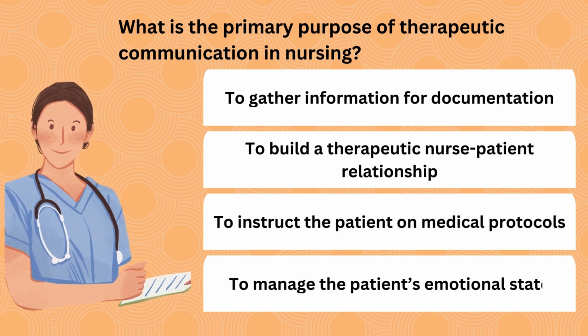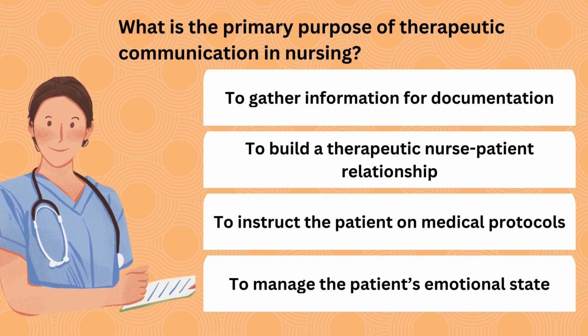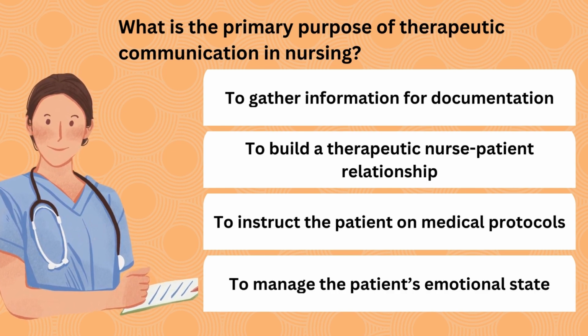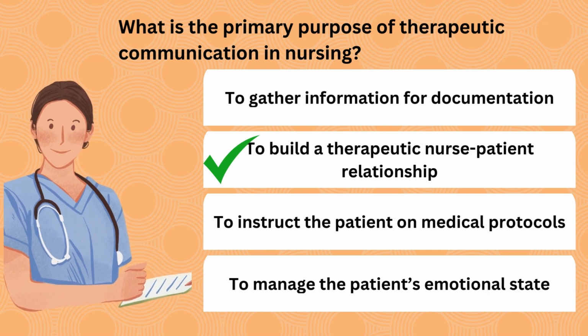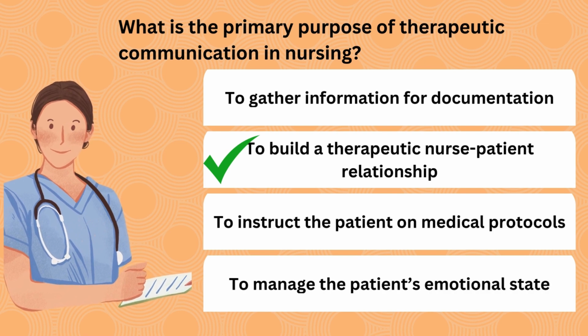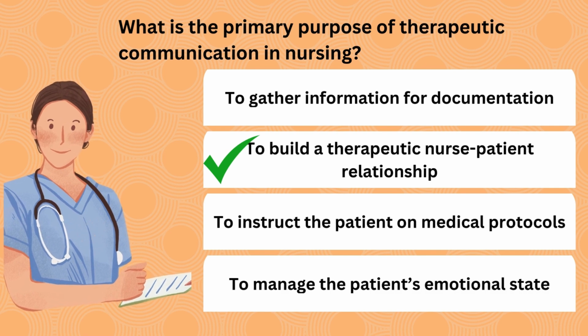Question 2. What is the primary purpose of therapeutic communication in nursing? Is it A. To gather information for documentation, B. To build a therapeutic nurse-patient relationship, C. To instruct the patient on medical protocols, D. To manage the patient's emotional state? The correct answer is B. To build a therapeutic nurse-patient relationship. Therapeutic communication helps establish trust and rapport, which is essential for effective patient care.